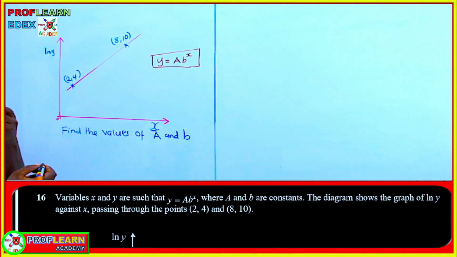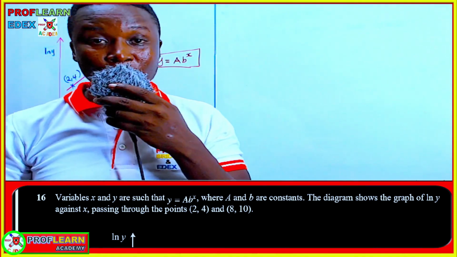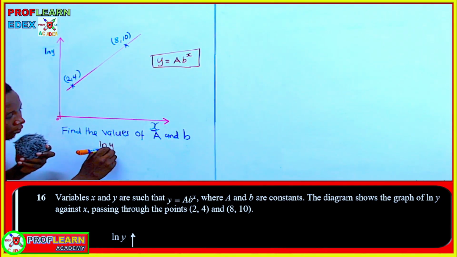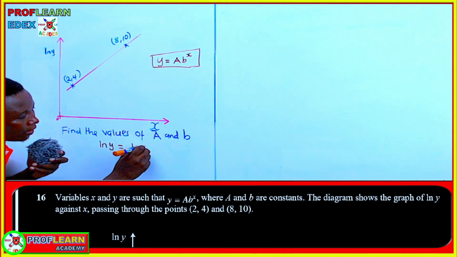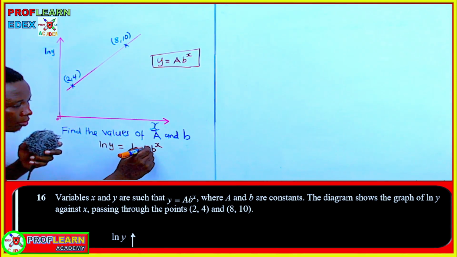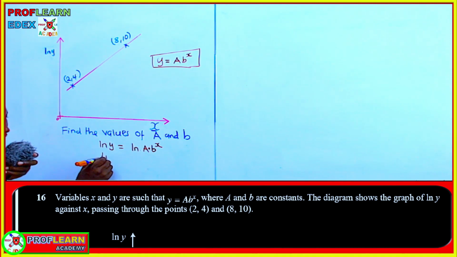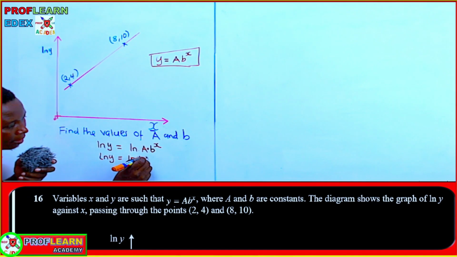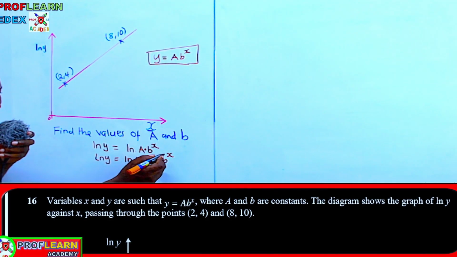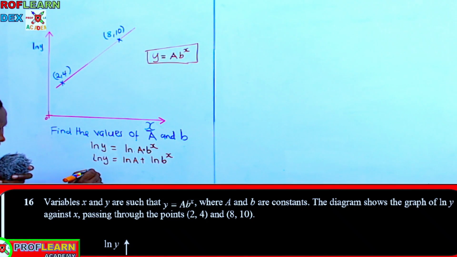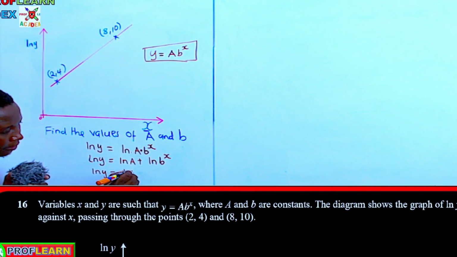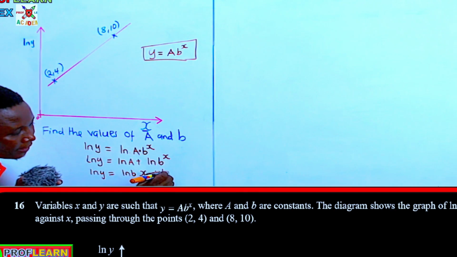In order to linearize this, we are going to take the natural log on both sides. This is going to be ln y equals ln of a b to power x. But remember, when two numbers are multiplied and you have their logarithm, this can be written as ln y equals ln a plus ln of b raised to power x. And finally, this power can go down, so ln y equals ln b times x plus ln a.